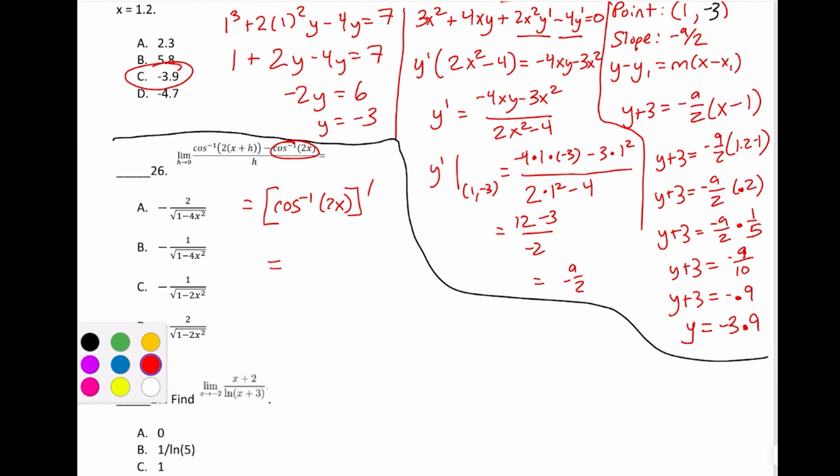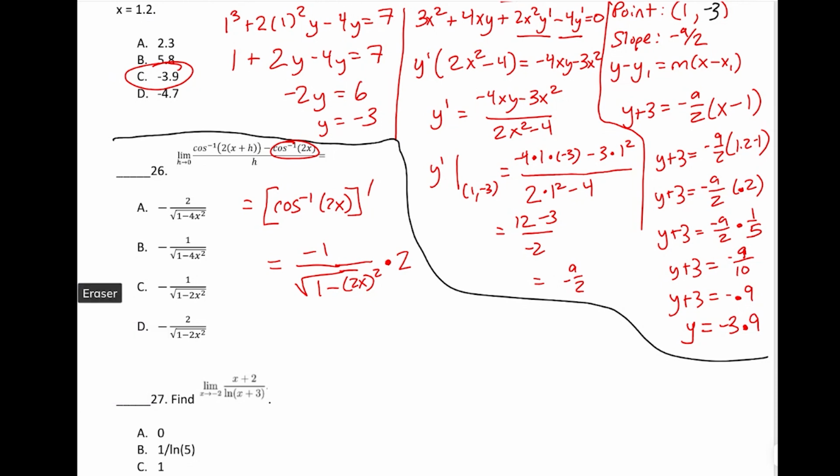So this is going to be one of those newer derivatives that we've just recently learned. Hopefully you've got it memorized. If not, just keep working with it and you'll get it. It's going to be negative 1 over the square root of 1 minus the quantity squared, in this case 2x squared. Using the chain rule, we're going to have to multiply by 2. So I'm actually going to rewrite this negative 1 as a negative 2 because negative 1 times 2 is negative 2, and it'll make things a little bit simpler.